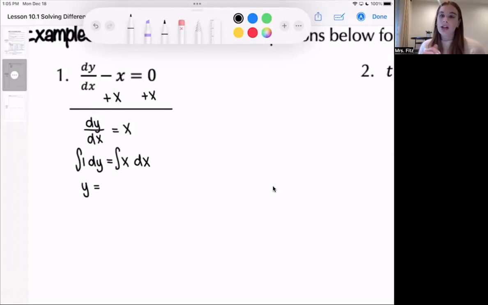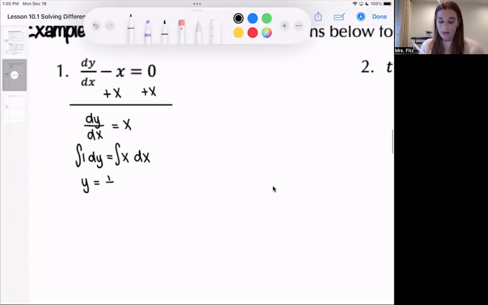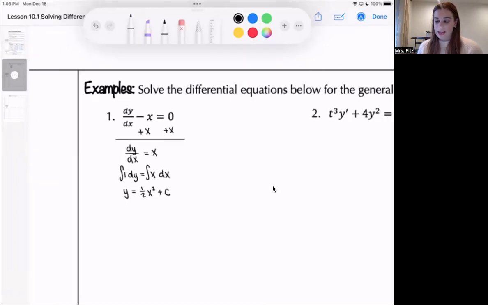Okay, so the integral of x is 1/2 x squared. And then don't forget that plus c. And so this is it. We have our solution to the differential equation dy/dx minus x is equal to 0. And the solution is y equals 1/2 x squared plus c. Okay, let's do one more.